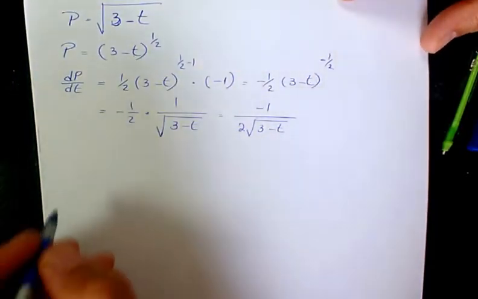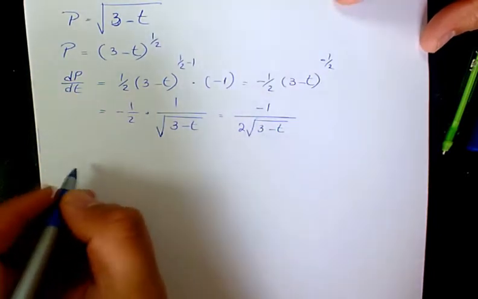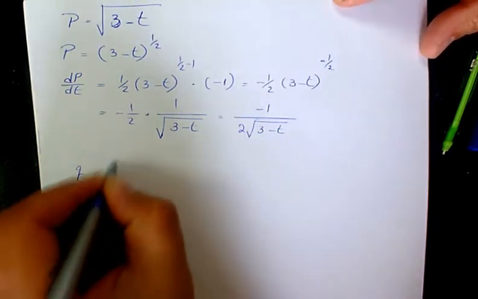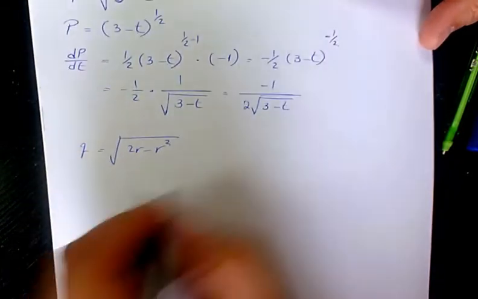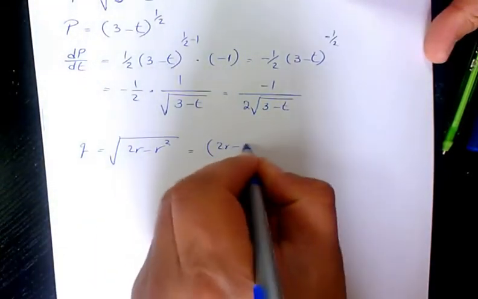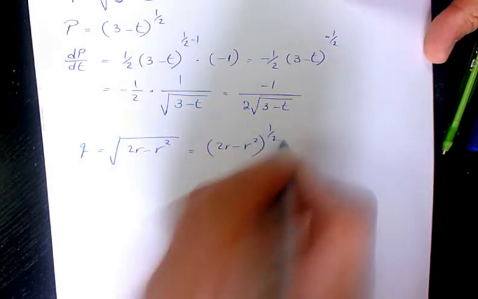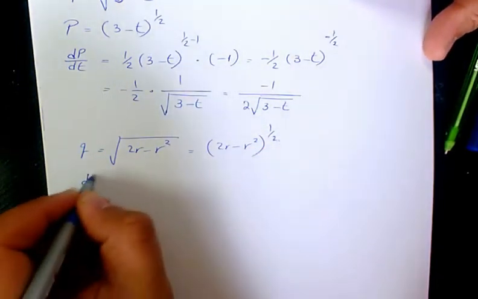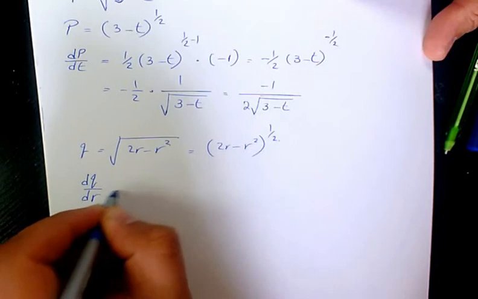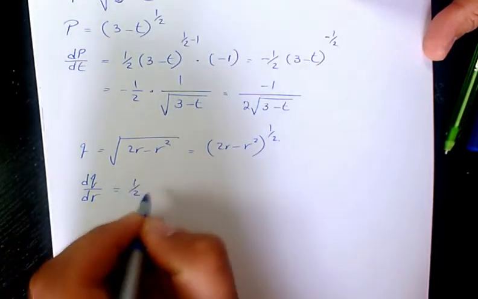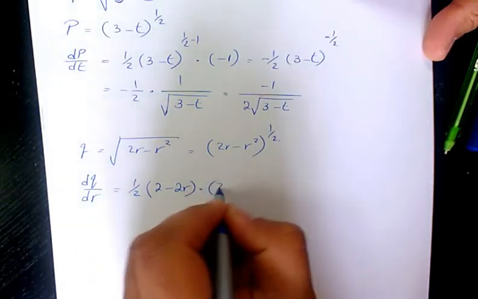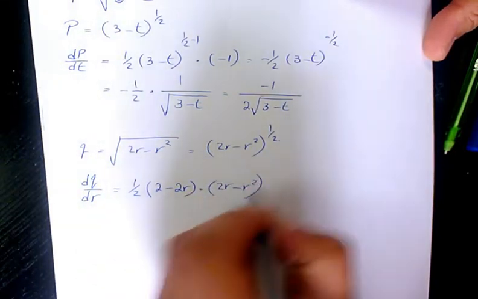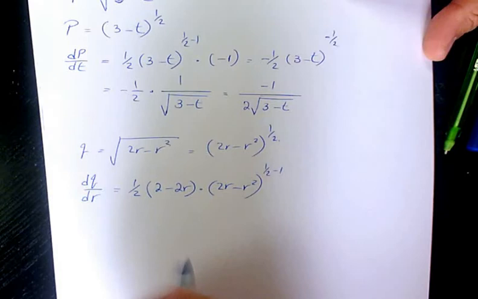Next example, q equals square root of 2r minus r squared, which is going to be 2r minus r squared to the power of 1 over 2. So dq over dr will be 1 over 2 times 2 minus 2r times 2r minus r squared to the power of 1 over 2 minus 1.